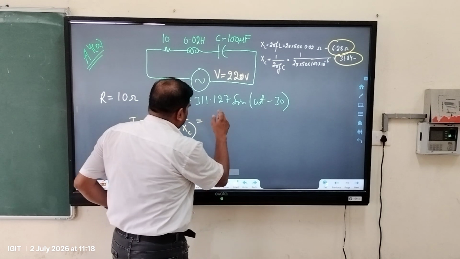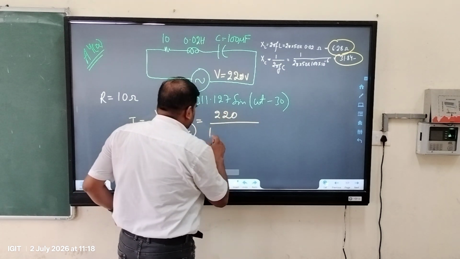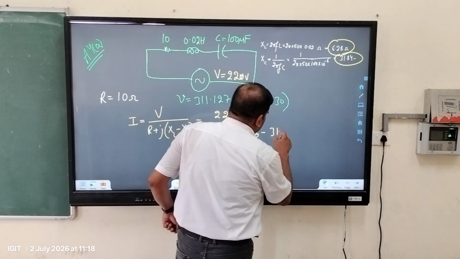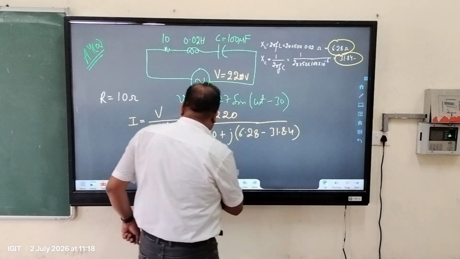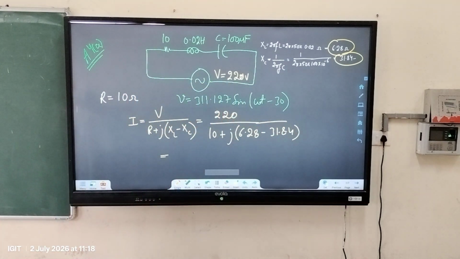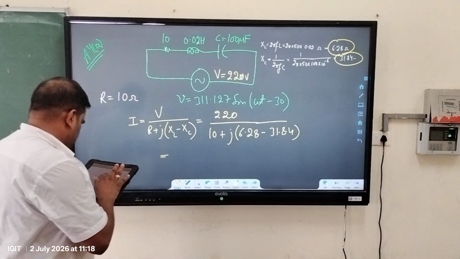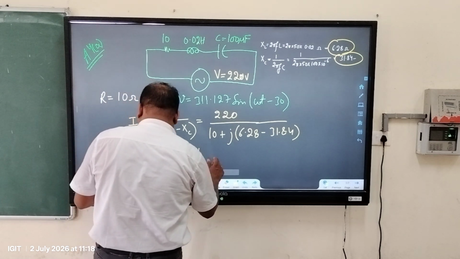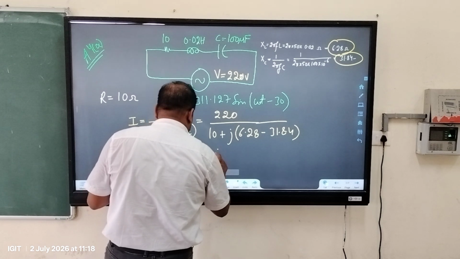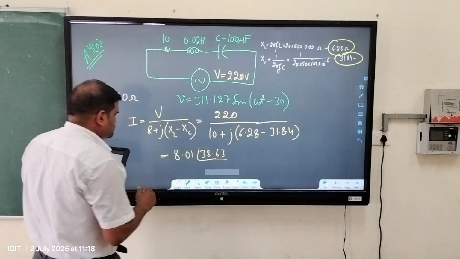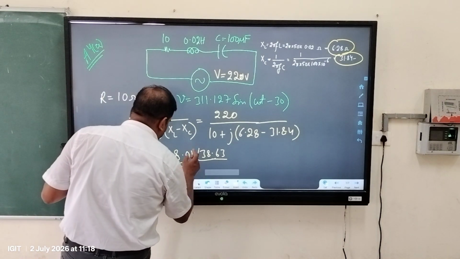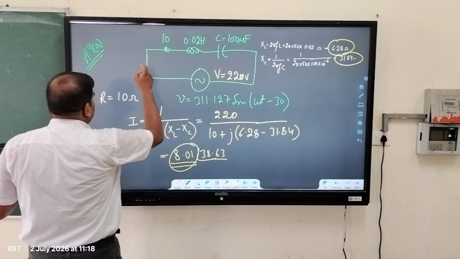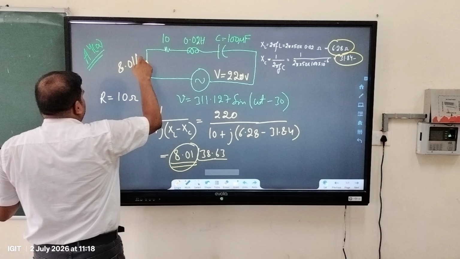Now what is the value? This can be written as 220 divided by 10 plus J times 6.28 minus 31.84, and you will get the value in a complex number. Once you solve this, you get the current as 8.01 angle 38.63. Since only the magnitude is asked, the answer is 8.01. Angle is not asked. So the current is 8.01 ampere, correct.